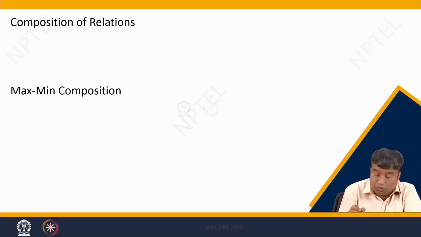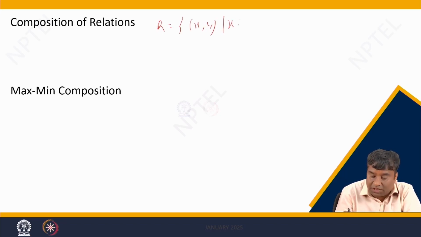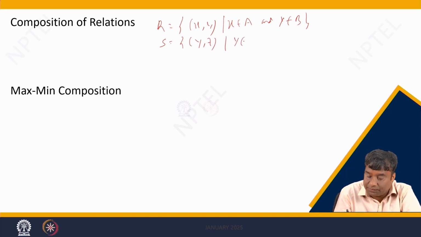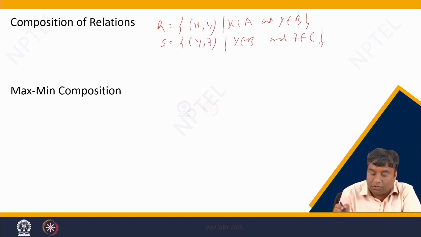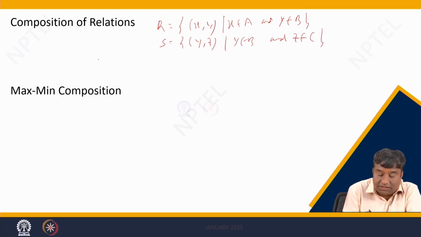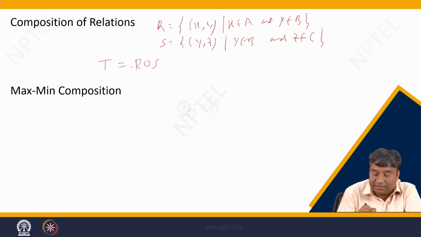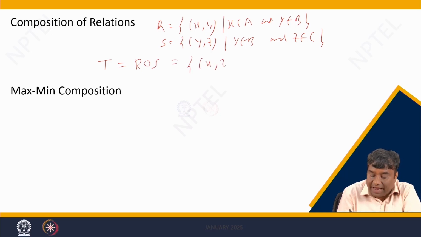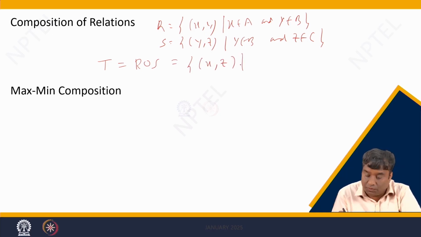R is a relation defined as x y, where x belongs to some set A and y belongs to some set B. So define a relation S which is y z, where y belongs to B and z belongs to C. So the composition relation, suppose it is T, can be written as R compose S. So that is the relation x z, where you can check that x y belongs to R and y z belongs to S for y belonging to B.